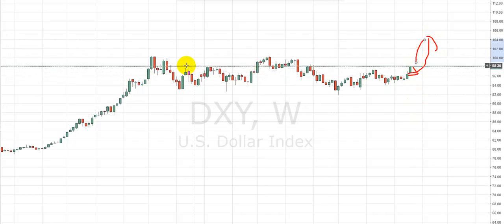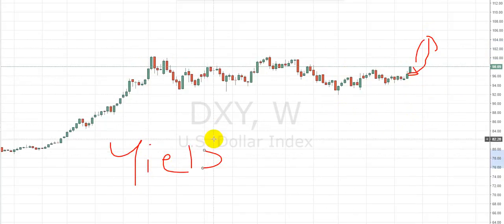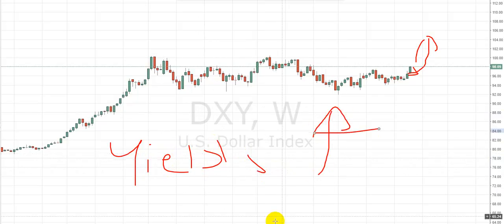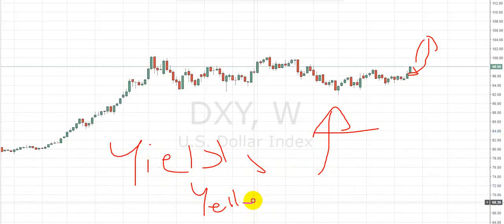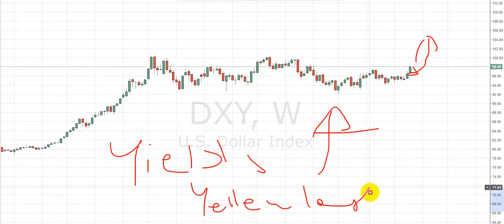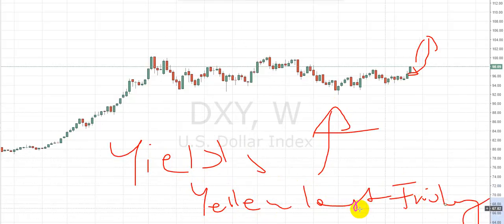What kind of event could produce the dollar rally overall? Okay. We do have yields going higher. That's a pretty significant development. And Yellen last Friday, she was hawkish. Come on guys, she was hawkish. Okay.